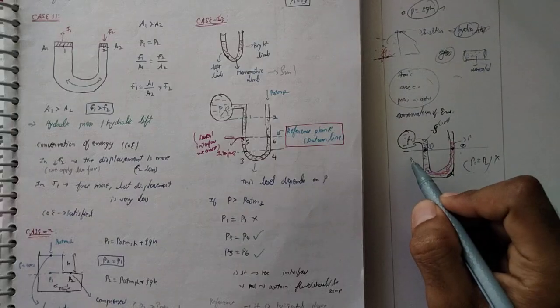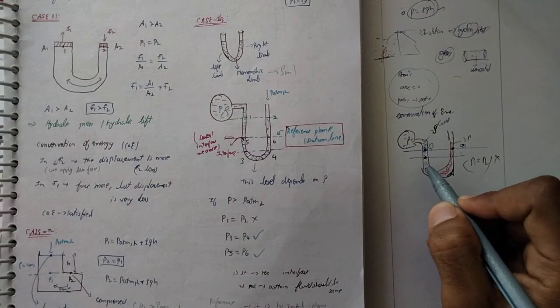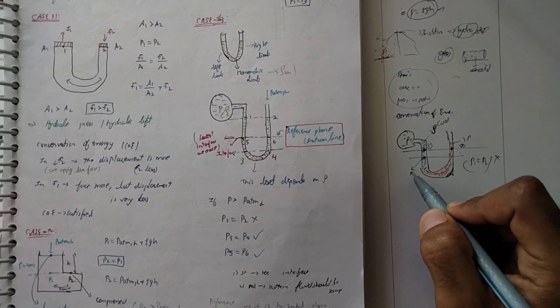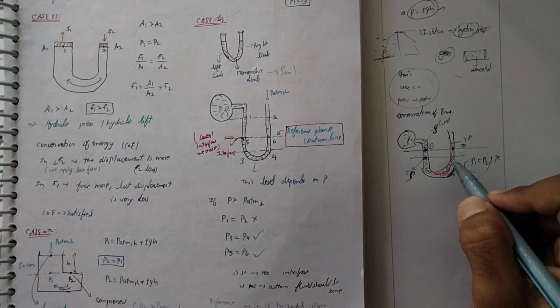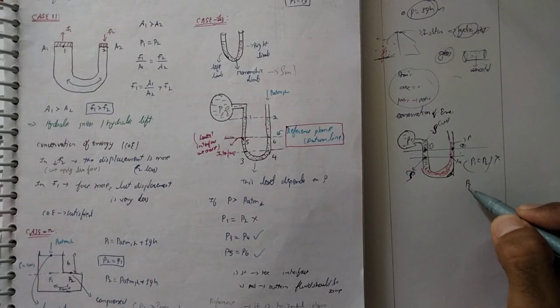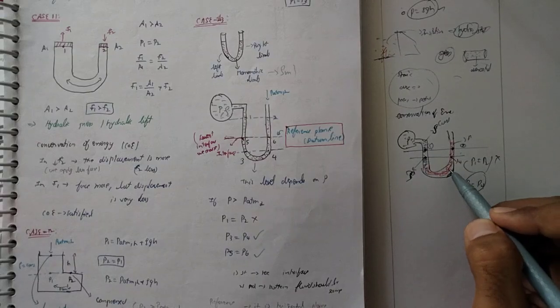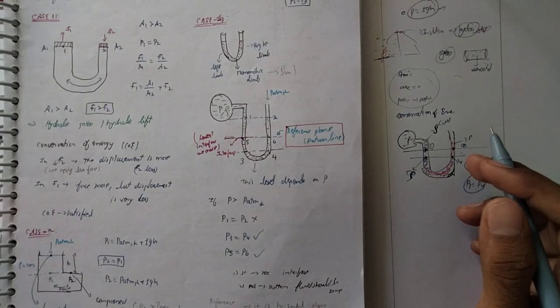So what we will do is put an alignment here. You can see the bottom part is fully filled with mercury. Here is point 3, and here you can see point 4. So P3 equals P4, because you can see, guys, here it is fully filled with the density of mercury, and here it is also fully filled with the density of mercury.